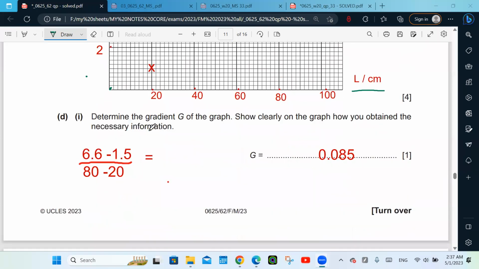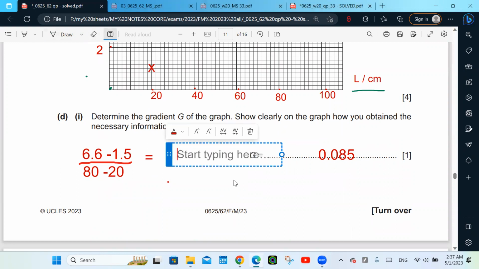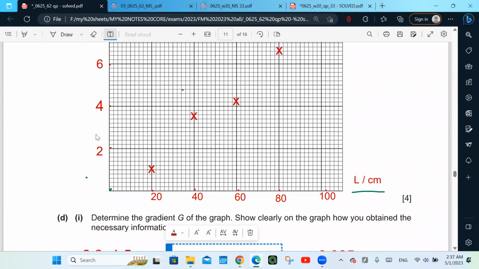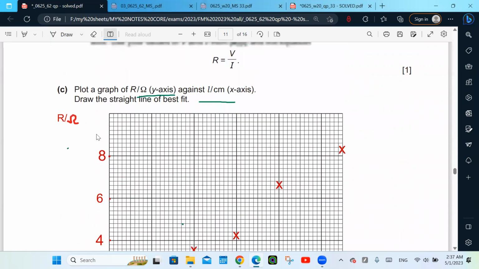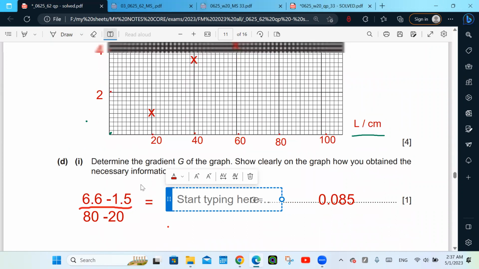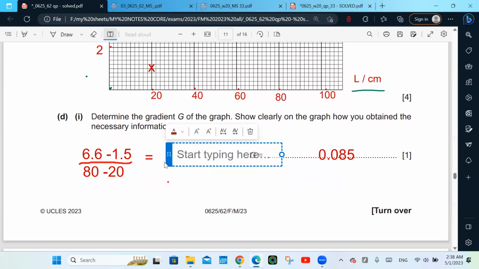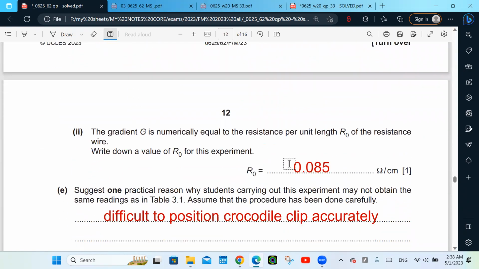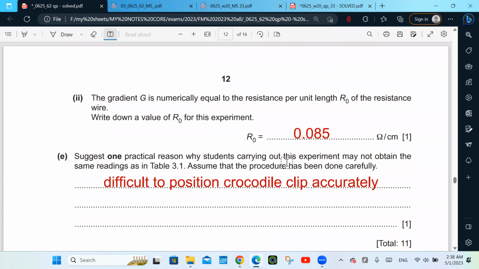Okay, let's complete. Question D, they determine the gradient. To remember, the gradient can be calculated by delta y over delta x. So the difference between the y values, y2 minus y1, over x2 minus x1. So the y here is represented by the resistance and x is represented by the length. So take two different values here and I get the gradient equal to 0.085. Okay, I take these 2 points and you can take the gradient as I did in this experiment.